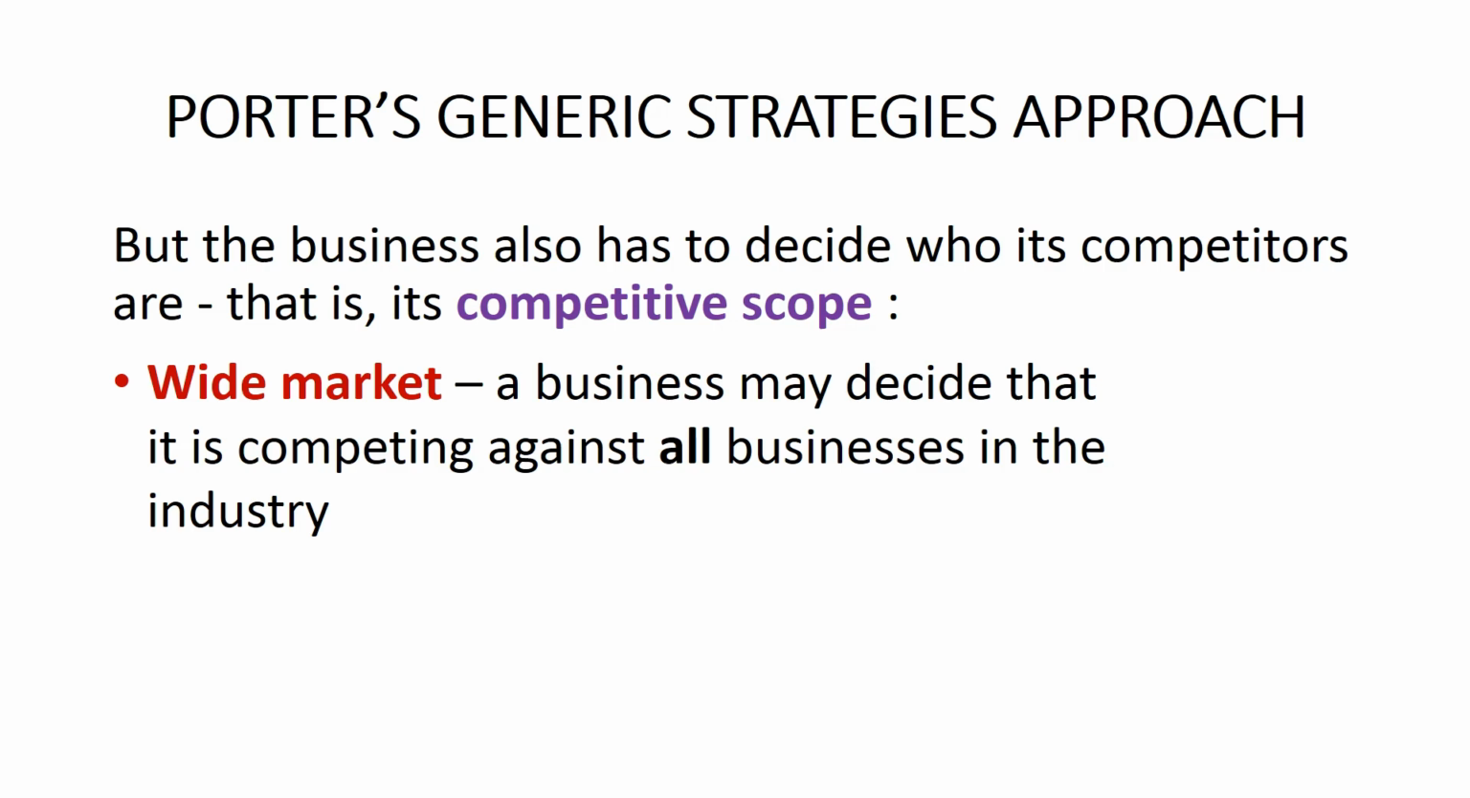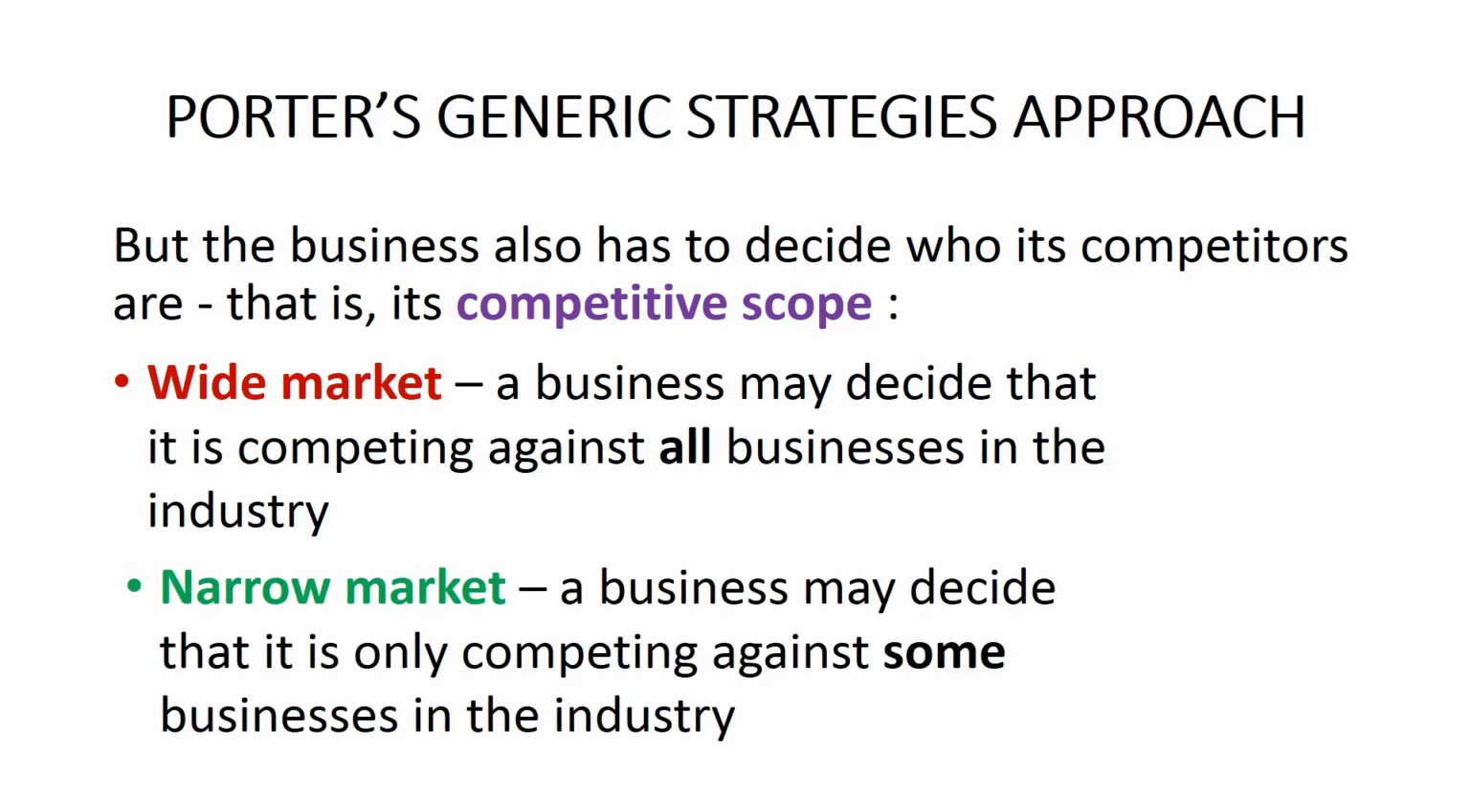that produce chocolate bars, but also against other businesses that produce snack foods. So that business could decide that it's competing against the manufacturers of chocolate bars, but also against the manufacturers of potato chips, jelly snakes, and other kinds of lollies.